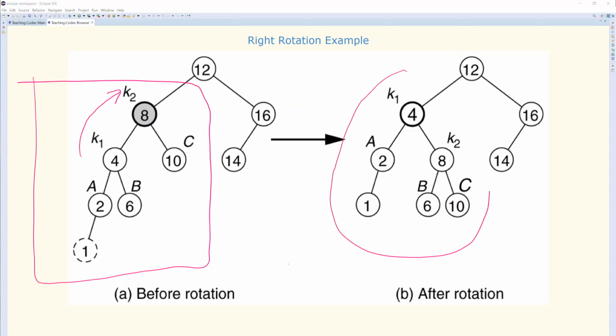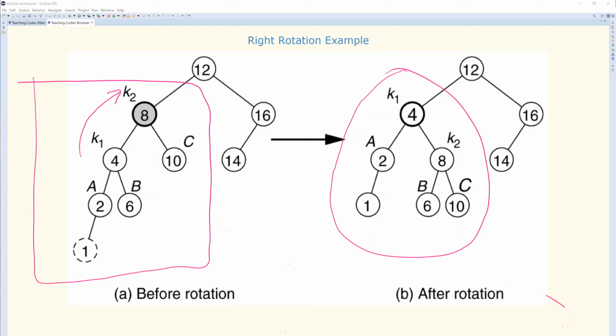Look at here. Exactly what I said. 8 and 10 go down, 1, 2, and 4 go up, and 6 gets adopted. 6 was the right child of 4. Now it's the left child of 8. Okay? Now, formerly the root was 8. Now here in this subtree, the root has now become 4. That one gets connected to the parent.